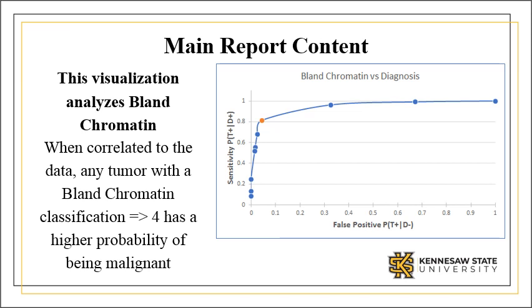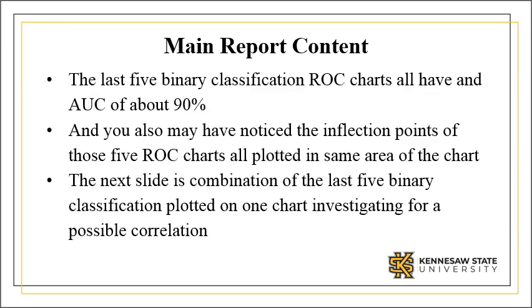And in this visualization, we analyze bland chromatin. When correlated to the data, any tumor with a bland chromatin classification equal to or greater than 4 has a higher probability of being malignant. And you also see this is again an area under the curve of about 90%. The last 5 binary classification ROC charts all have an area under the curve of about 90%.